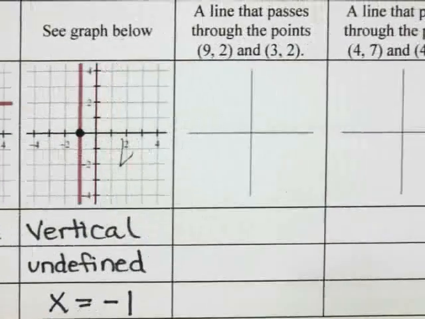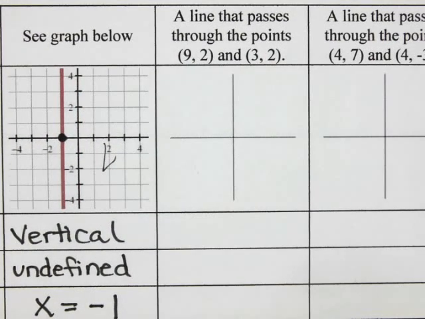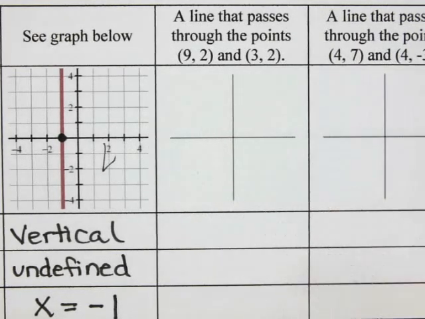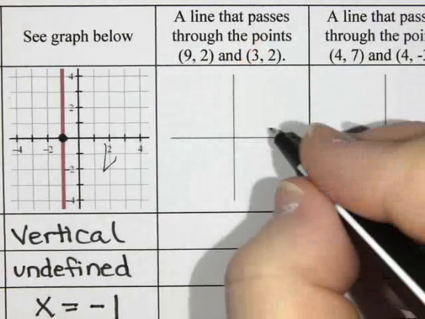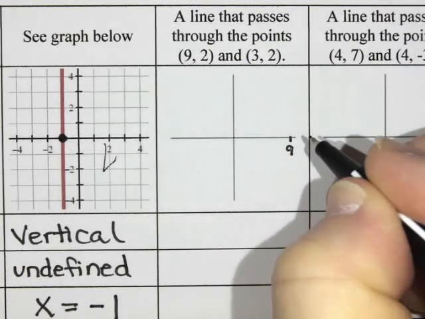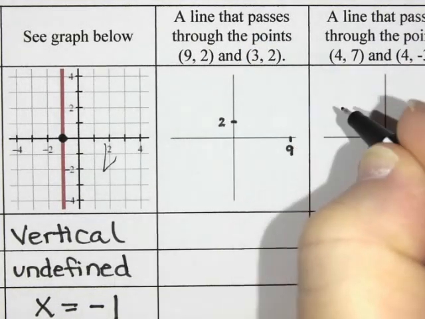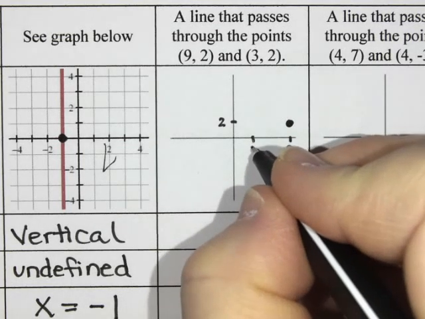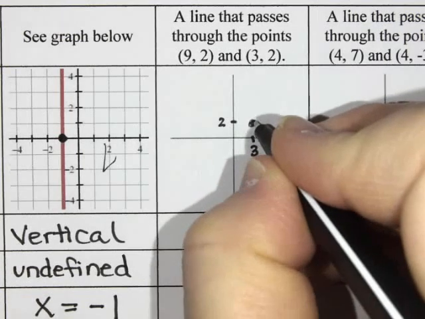Okay, we're going to try the next one. It says a line that passes through the points (9, 2) and (3, 2). So there is no scale on here. This is just for a rough sketch. So 9 should be maybe somewhere out here, and maybe 2 is like there. So I'm going to say there's 9 and 2, and then maybe this would be 3 and 2.